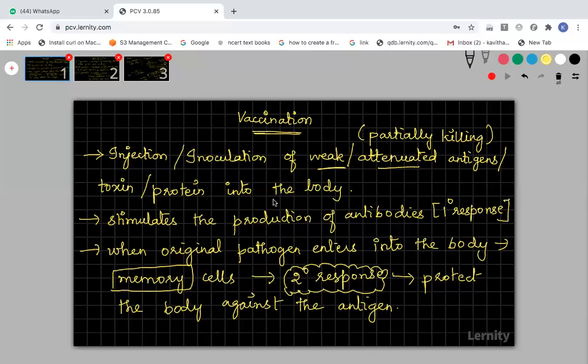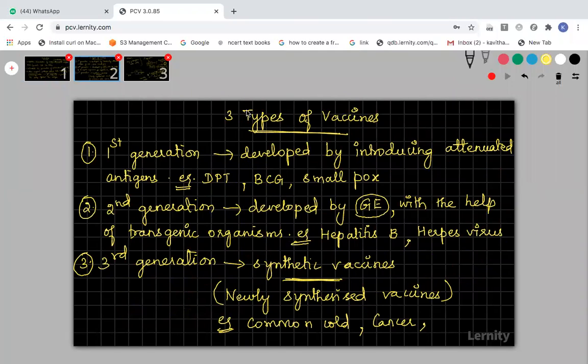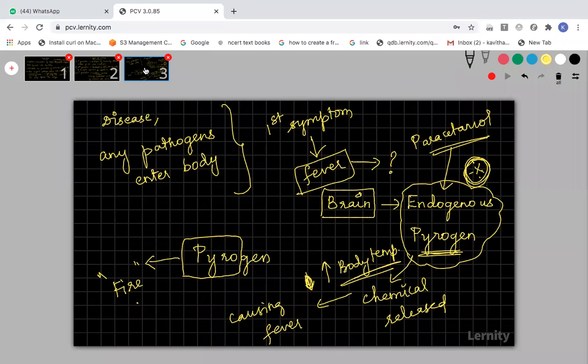This is the first slide. So this is the second slide. And this is the third slide. You just note down this one, endogenous pyrogen. That is enough. All other things are just for your understanding. You just note down endogenous pyrogen.